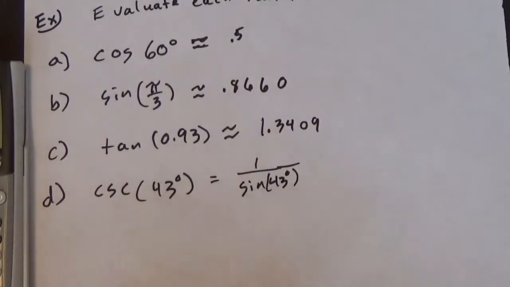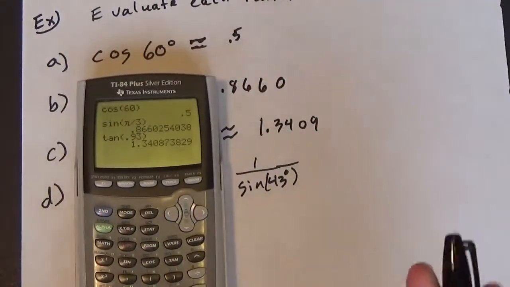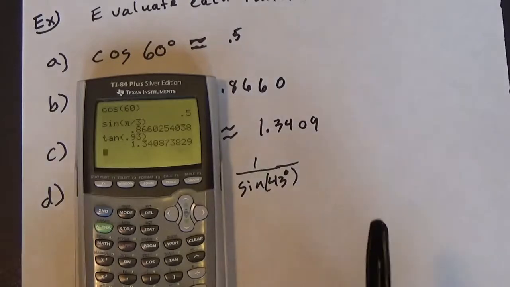So if you ever have to evaluate cosecant, secant, or cotangent, you're going to have to remember your inverse trig functions, or the reciprocal identities. So let's go ahead and do that.